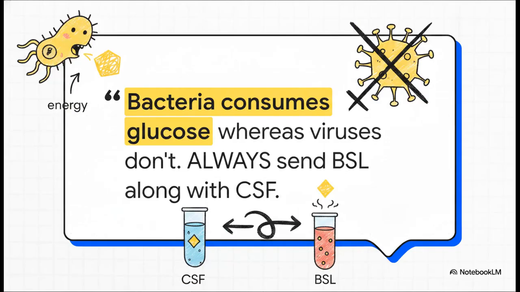And nestled within that biochemistry is an absolute golden rule in microbiology. Bacteria eat sugar, viruses don't. Because of this, assessing the glucose levels in the CSF is absolutely critical. But here's the catch. A CSF glucose reading is totally useless in a vacuum. Comparing that CSF glucose to a simultaneous blood sugar level is non-negotiable if you want an accurate diagnosis. So always send the blood sugar level alongside the CSF.